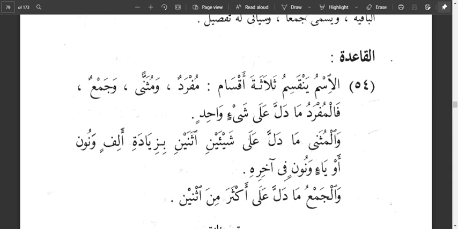end. At the end of what? Of the singular word. So when we have a singular word, we add alif and nun or yaa and nun to the end. We have what? We have al-musanna, that is the dual word.